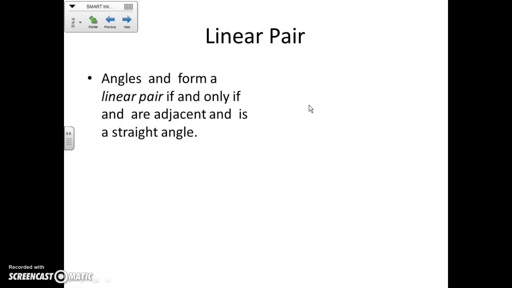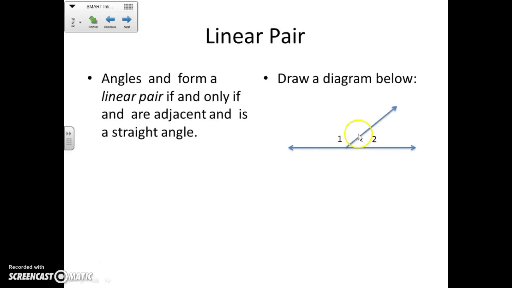Next, we have linear pairs. Angles form a linear pair if and only if the angles are adjacent and they make a straight angle. Now I'm going to go through and make a diagram of this below. I need to make adjacent angles that are a straight angle. So I'm going to start by drawing a straight angle, which means basically I draw a straight line. Then I'm going to add a ray to that line to split it into two angles. I'm going to call them angle 1 and 2. Angle 1 and 2 would be a linear pair because they sit next to each other and they form a straight angle. They make a line together.